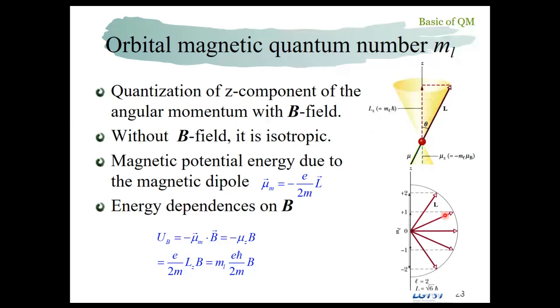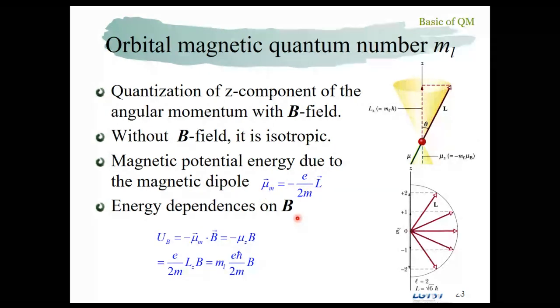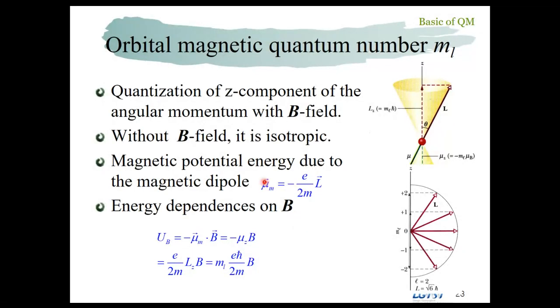And the magnetic potential energy difference because of the magnetic field: as we already learned, the magnetic moment of the electron because of the angular momentum L is given by this form. Actually, those are the gyromagnetic ratio, I'm sorry, not G, should be gamma. We learned about the gyromagnetic motion.